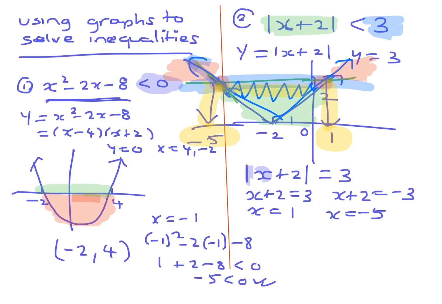Now, anything in between these two values is where the absolute value part of this graph, that part there, is below the line. Okay? So when you're writing the solution, it's not equal to, because it hasn't got an equal to sign. So it'll be minus 5 all the way up to 1 where this happens.